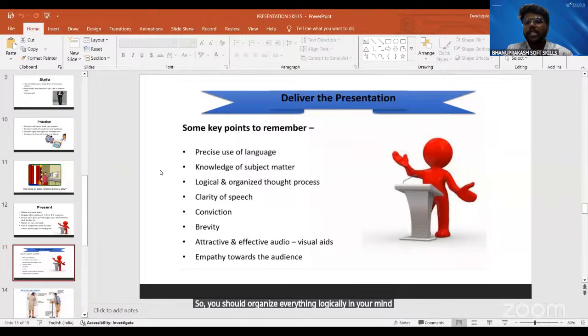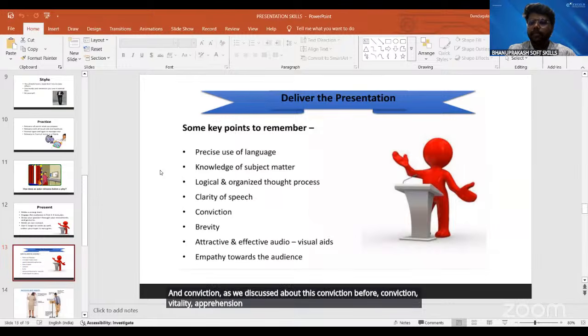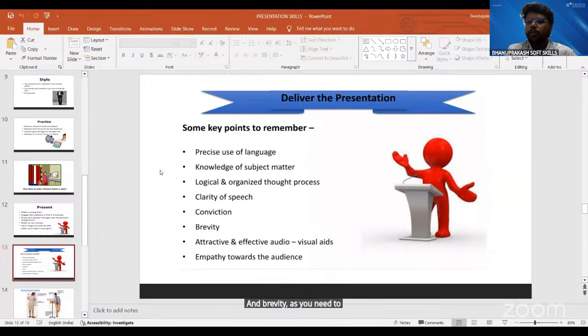So you should organize everything logically in your mind. And clarity of speech is also very important, as whatever word you are speaking should be very clear. And conviction, as we discussed before: conviction, vitality, apprehension. And brevity, as you look very brave only if you can present or explain the topic well. And attractive and effective audio visual aids. And empathy towards the audience.